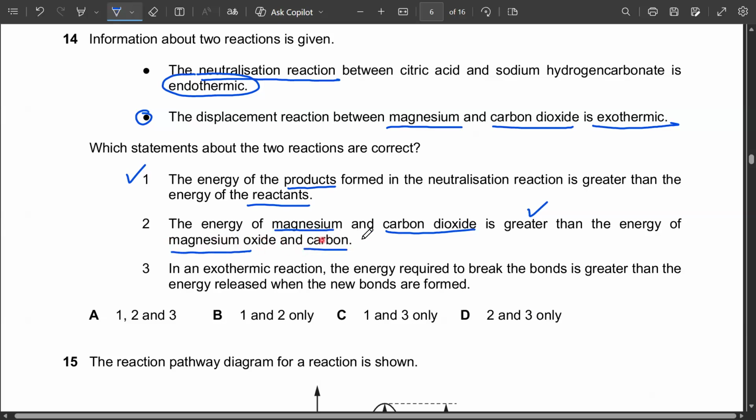These two would be the products which are not mentioned in this point, but anyways, we can still understand these would definitely be the products. And magnesium, carbon dioxide, they are the reactants. These two are the reactants. So exothermic, the value of the energy of reactant is higher than that of the product. So second statement is also correct.